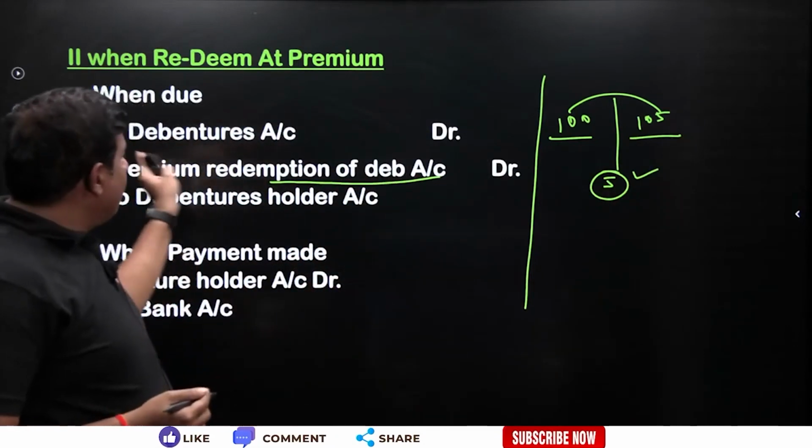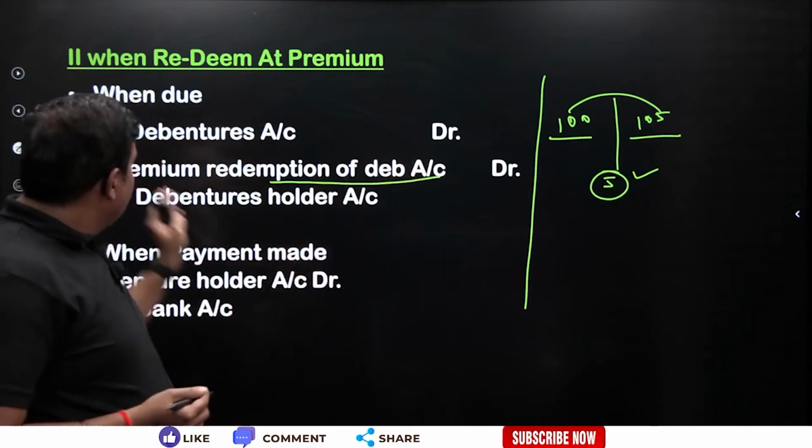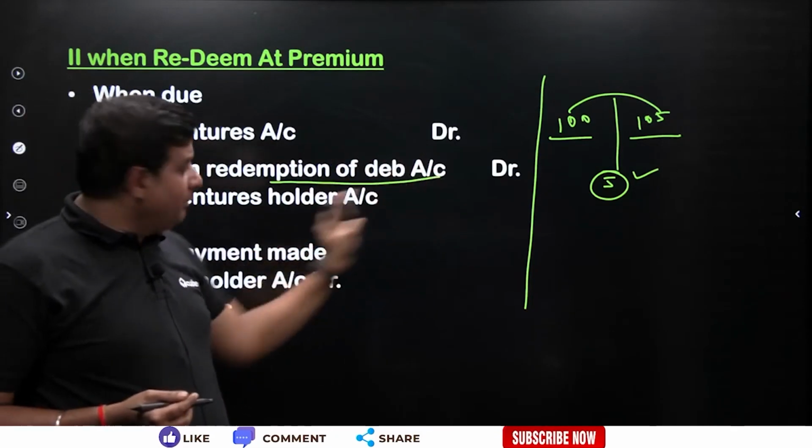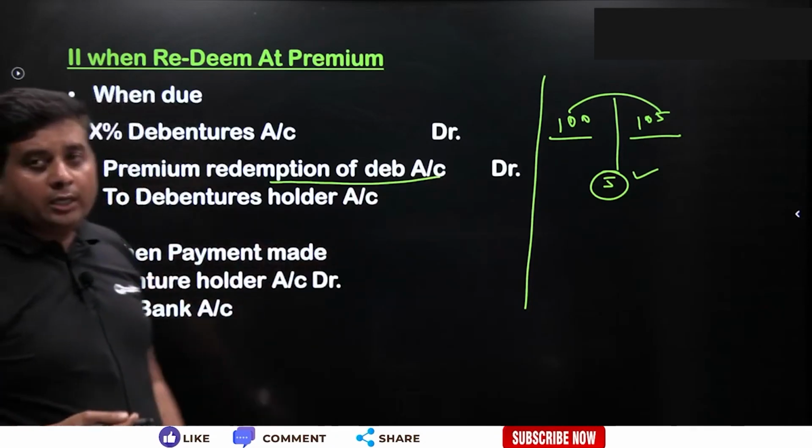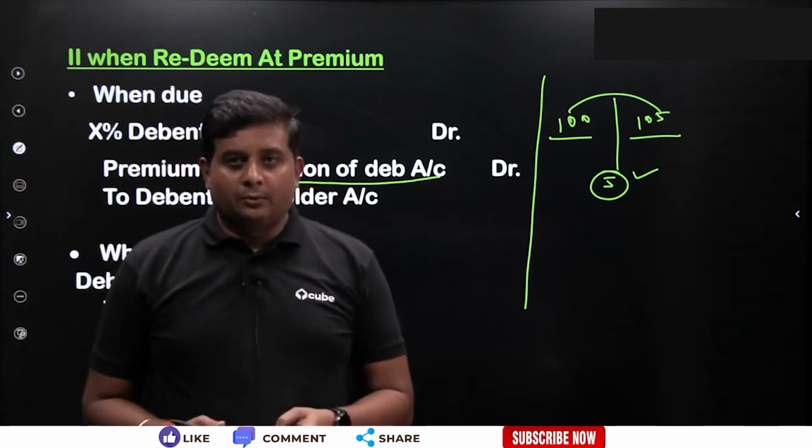So the entry should be X% debentures account debit, premium on redemption of debentures account debit to debenture holder. And at the time of repayment, the entry should be debenture holder account debit to bank account. Okay.